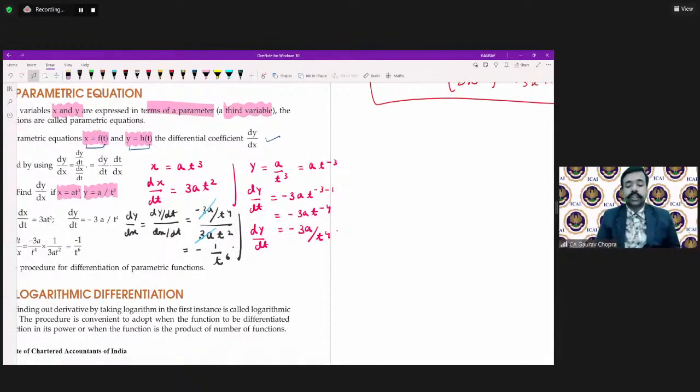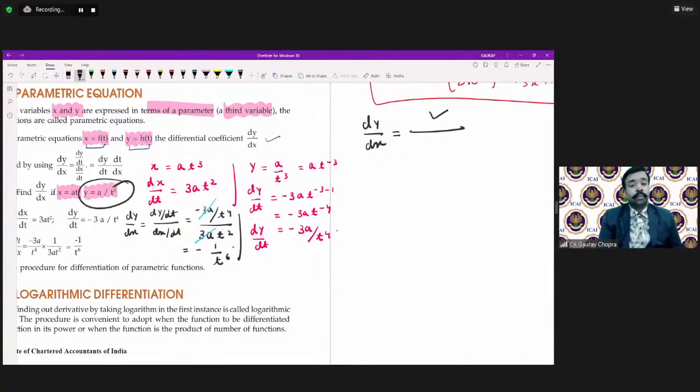How can we do such a question within 1 minute? So first of all, what is the need? We are required to solve dy by dx. In the numerator, we have to differentiate y with respect to t. So we differentiate y equal to a upon t cube directly and write it in the numerator place.